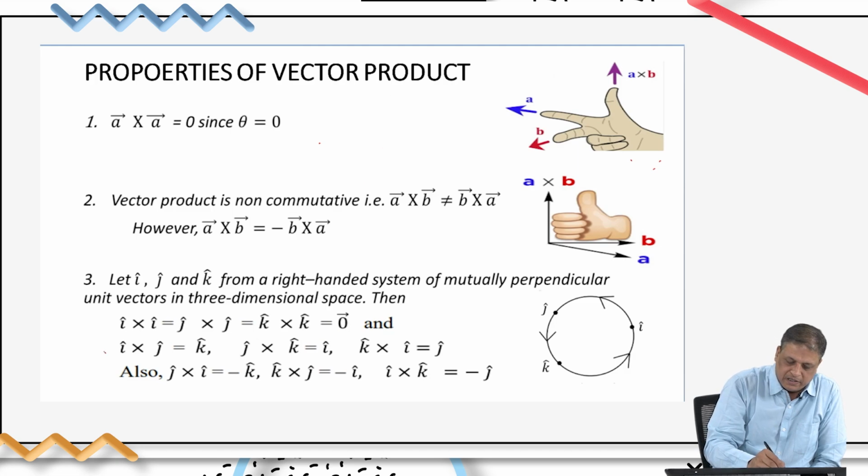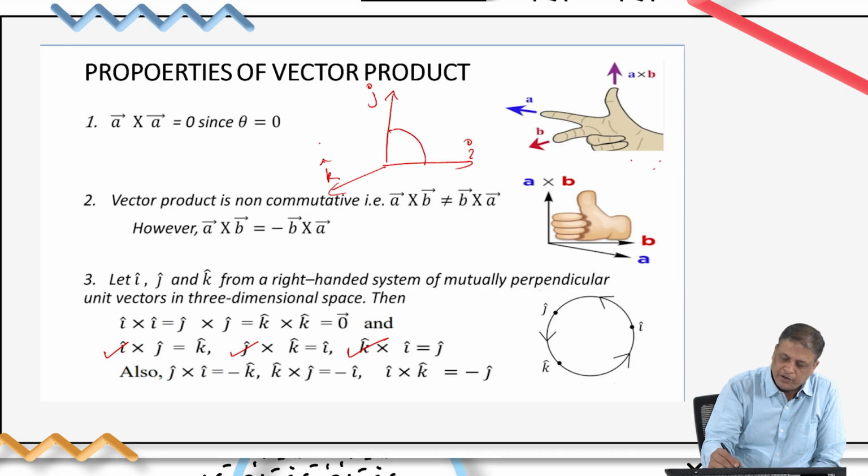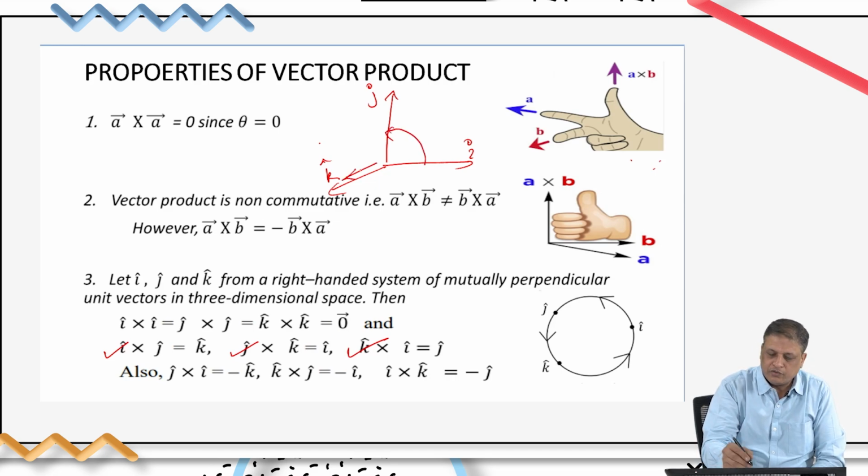all the identities: i cross j is equal to k, j cross k is equal to i, k cross i is equal to j. Let me show you again. So, this is i, this is j, this is k. If I move from i to j, the movement will be towards k. That is why i cross j is equal to k.